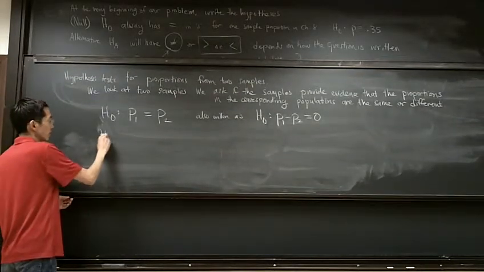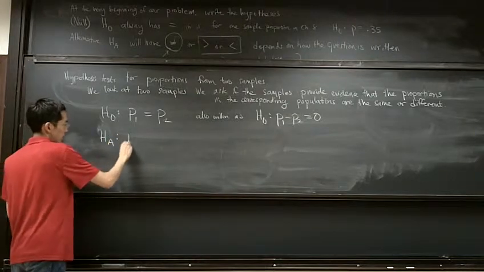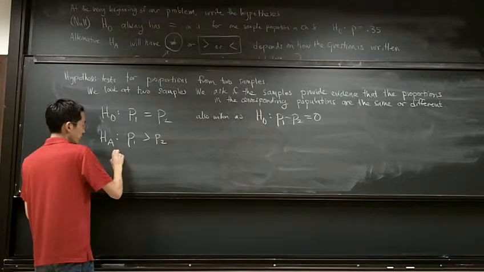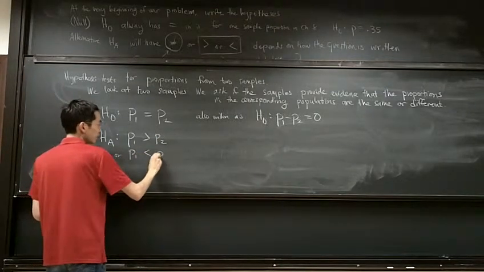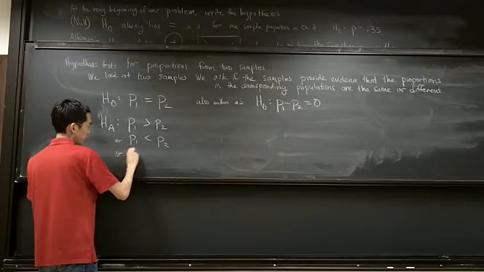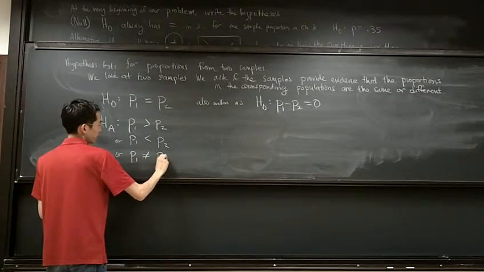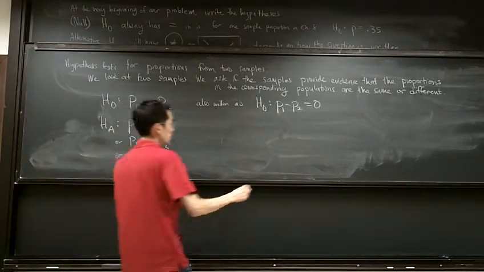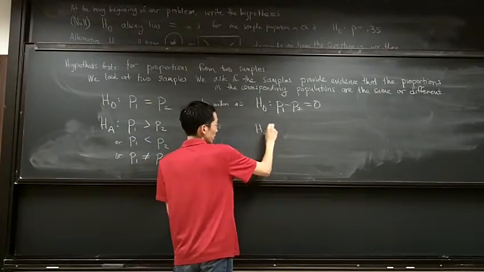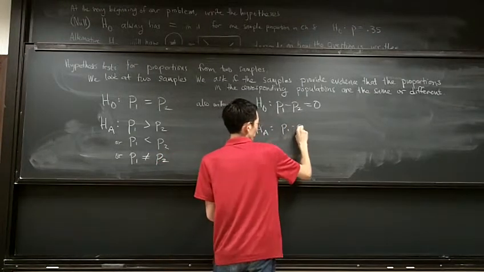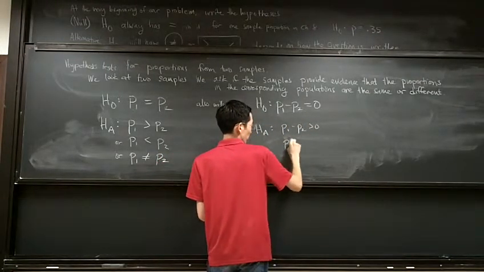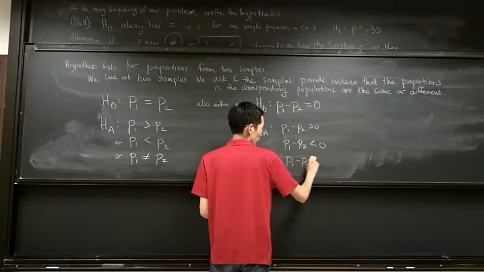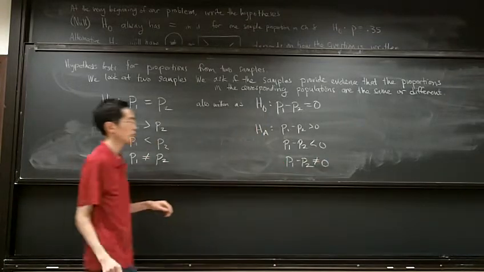The alternative can be P1 is greater than P2, or P1 is less than P2, or P1 does not equal P2. And this depends on how the question is written. Alternatively, it can be rewritten as a difference.